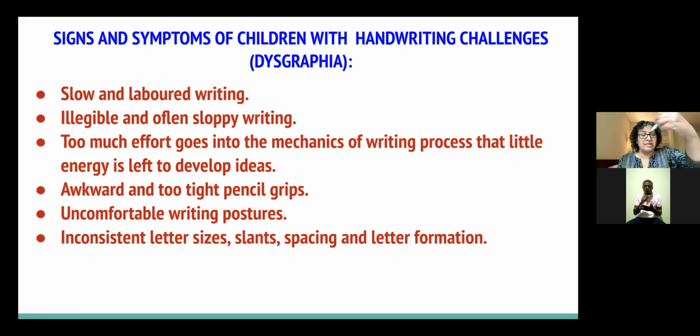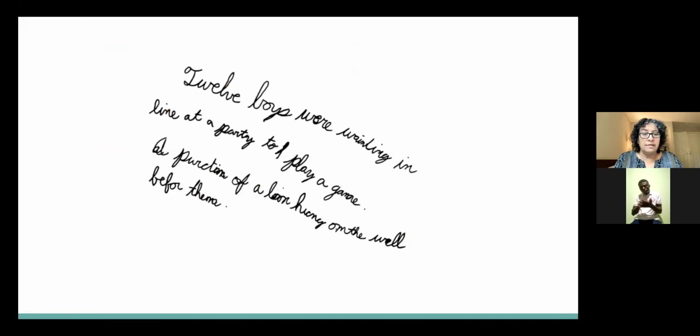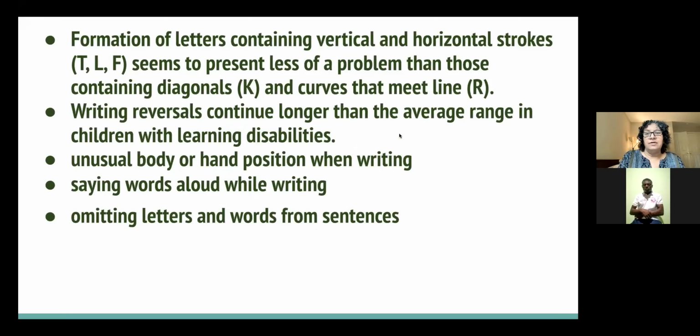Uncomfortable writing posture. Sometimes the kids will hold the pencil like this, or some kids hold the pencil like this, and inconsistent letter sizes, slants, spacing, and letter formations. For example, this is one sample. Formation of letters containing vertical and horizontal strokes may be a challenge. Writing reversals continue longer than the average range in children with learning disabilities.